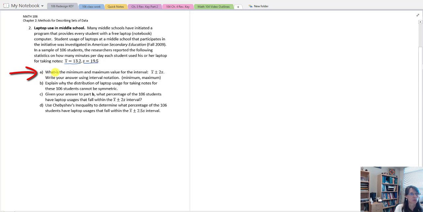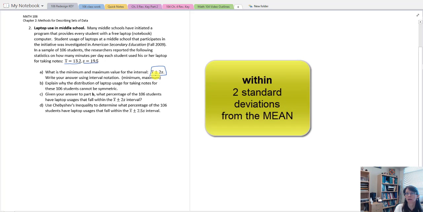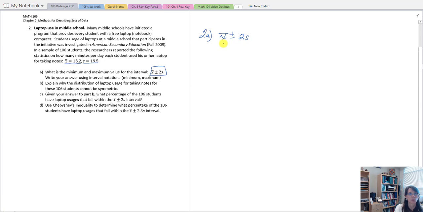The first part says, what is the minimum and maximum value for the interval x bar plus or minus 2s? So x bar plus or minus 2s represents being within 2 standard deviations of the mean. In order to calculate that, we're substituting 13.2 for x bar, and s is 19.5. So remember, this breaks up into 2 separate calculations.